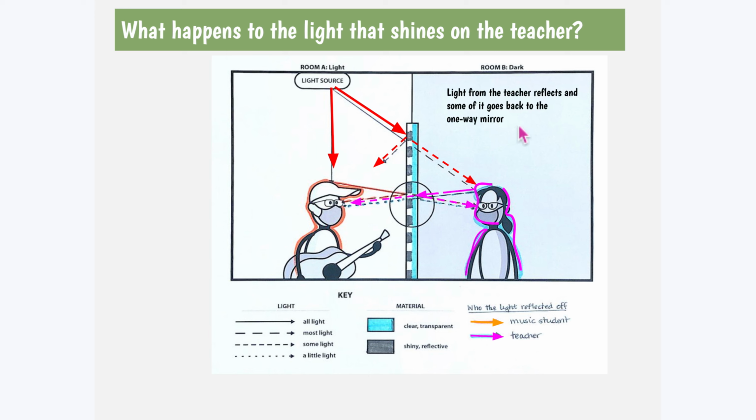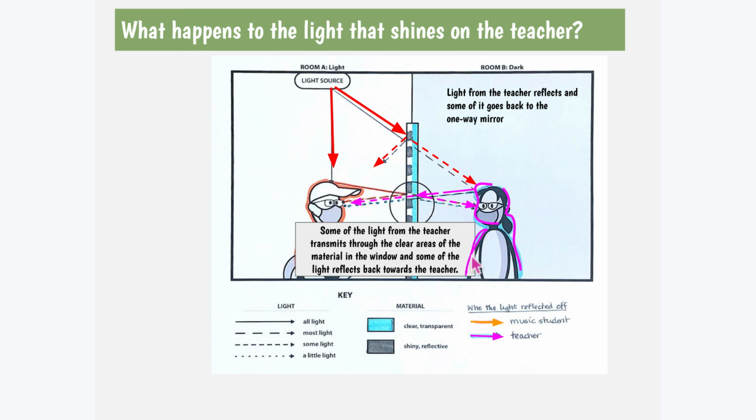Light from the teacher reflects, and some of it goes back to the one-way mirror. So the light comes down here and hits her. Now we're doing purple for the light coming off the teacher, for the reflection off the teacher. So that light bounces off and goes to the one-way mirror. It says some of the light from the teacher transmits through the clear areas of the material window, and some light transmits back towards the teacher. Oh, so some of that light goes through that window and actually goes over towards the student.